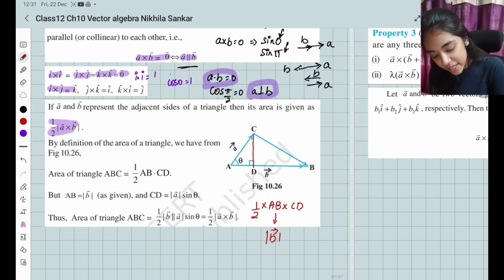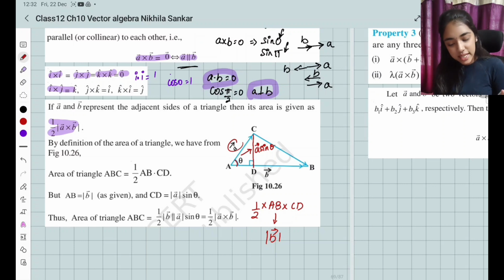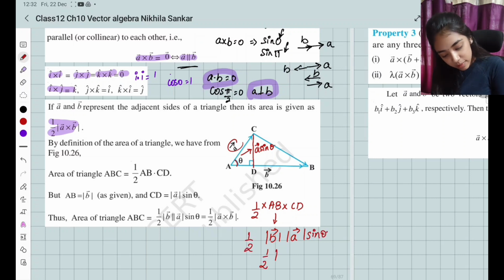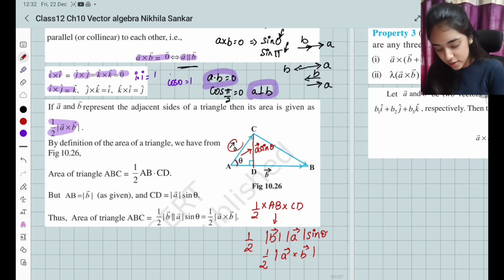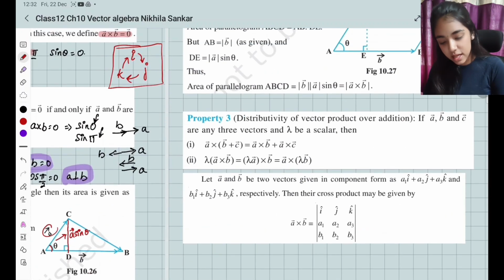And what is CD? I see that this is going to be A and this becomes A sin theta. A vector sin theta, correct? Because this is going to be opposite by hypotenuse. So opposite by hypotenuse, CD becomes A sin theta. So I can write this as magnitude of A times sin theta times half. So this is nothing but half times A cross B. Understood? So this is simply going to be your area of triangle. So if values are given and it asks to find the area of triangle, we can directly take the cross product. Okay? So this is how you prove. So this is what the result is.